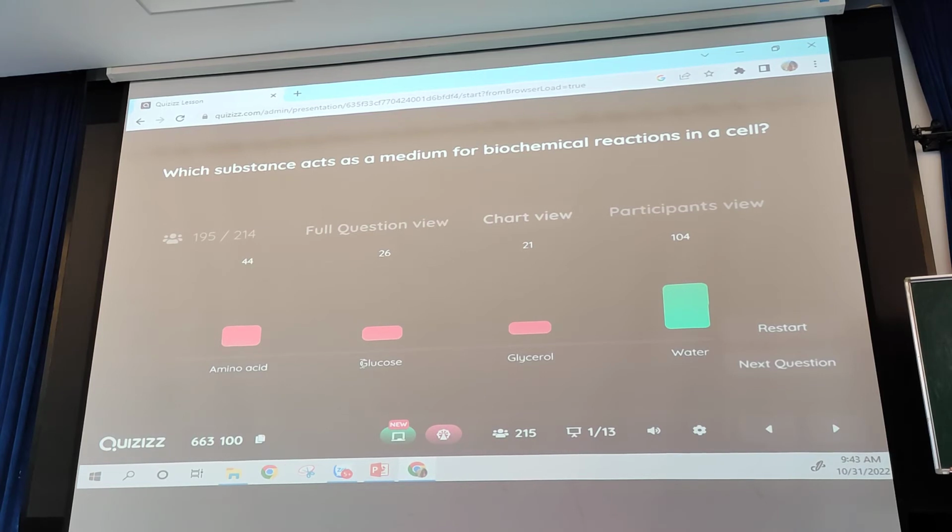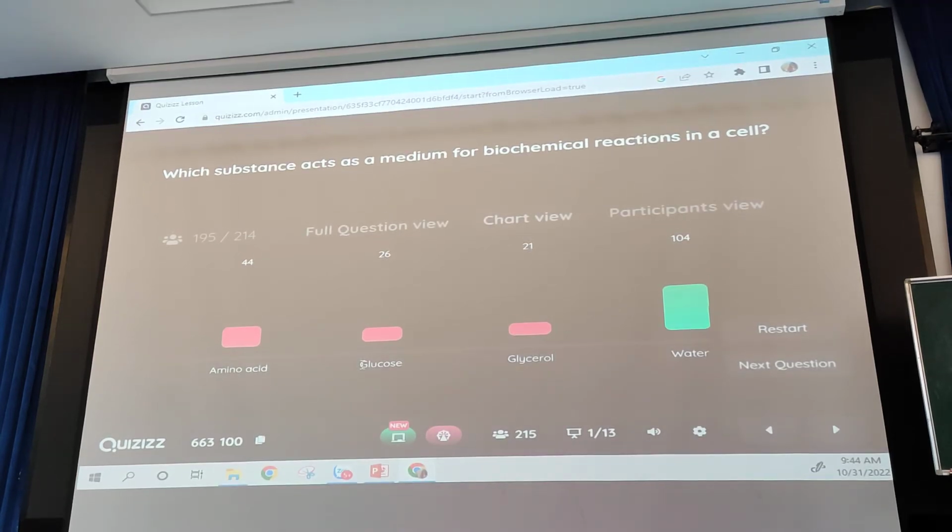This ranks as the easiest question in your exams, and in this question I hope that the whole class will have the right answers, but at least half of you need the right answers. So the substance that acts as a medium for biochemical reactions in the cell is water, because reactions inside a cell happen in aqueous environments. So water is the correct answer.